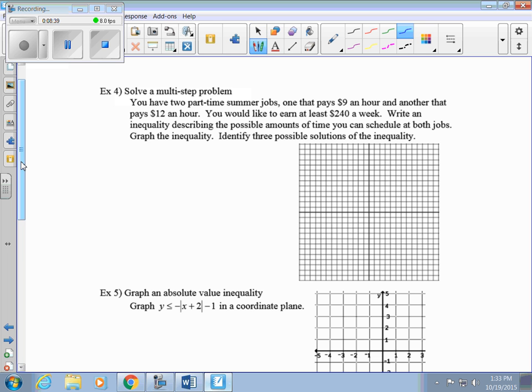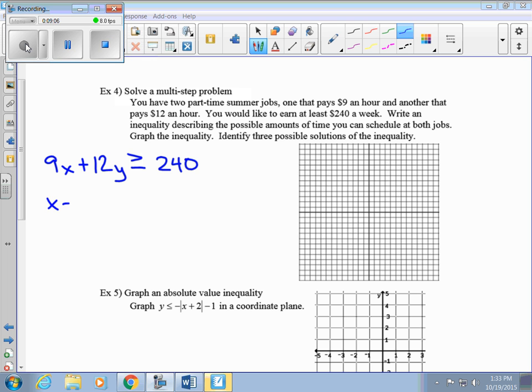So first of all, we make $9 at job X and $12 at job Y, and we want to make at least 240. So at least means that much or more, so whatever we work has to be greater than or equal to $240.